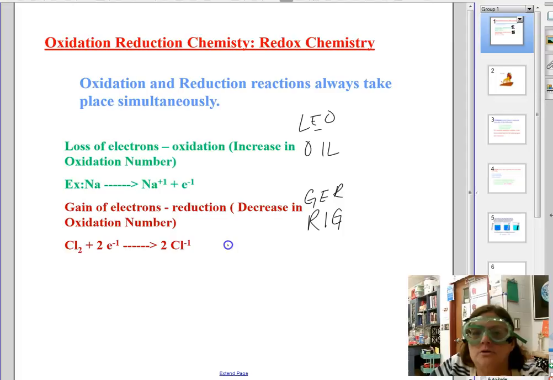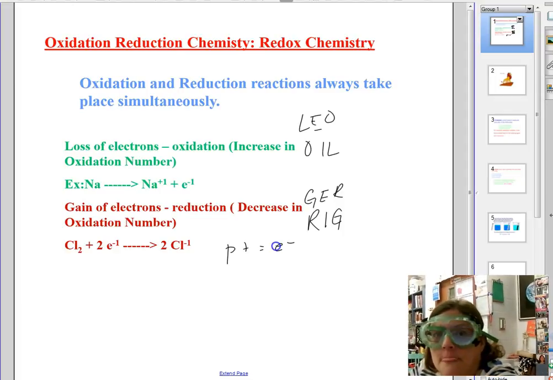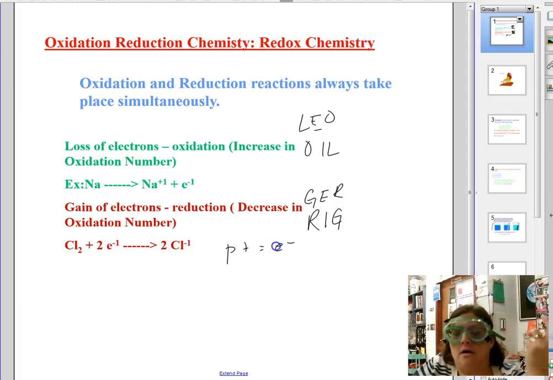Okay? We all know protons are positive. We know in a neutral atom, protons are equal to electrons. Okay? If you have an ion, and the ion is positively charged, the protons are going to be greater than the electrons. There's more protons than electrons.